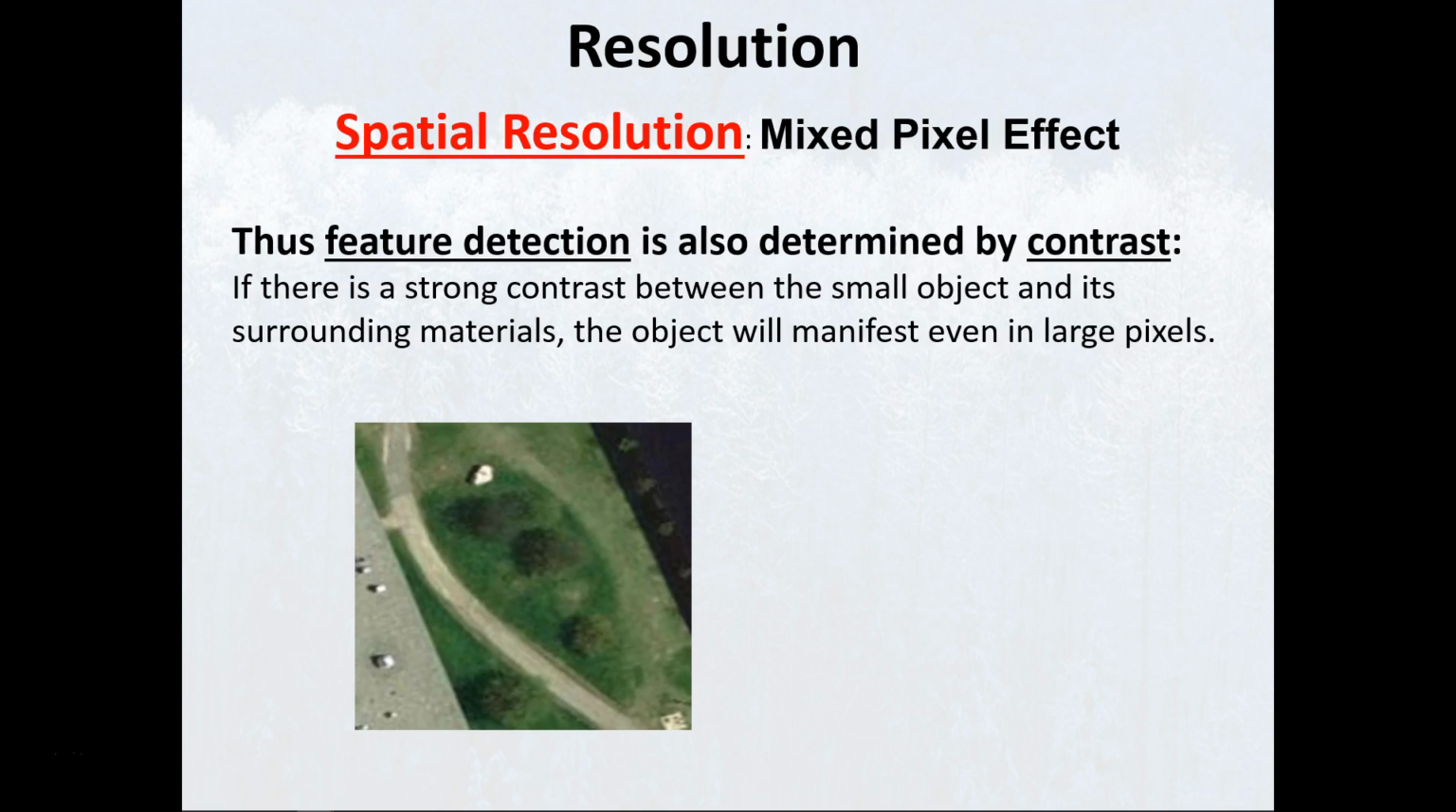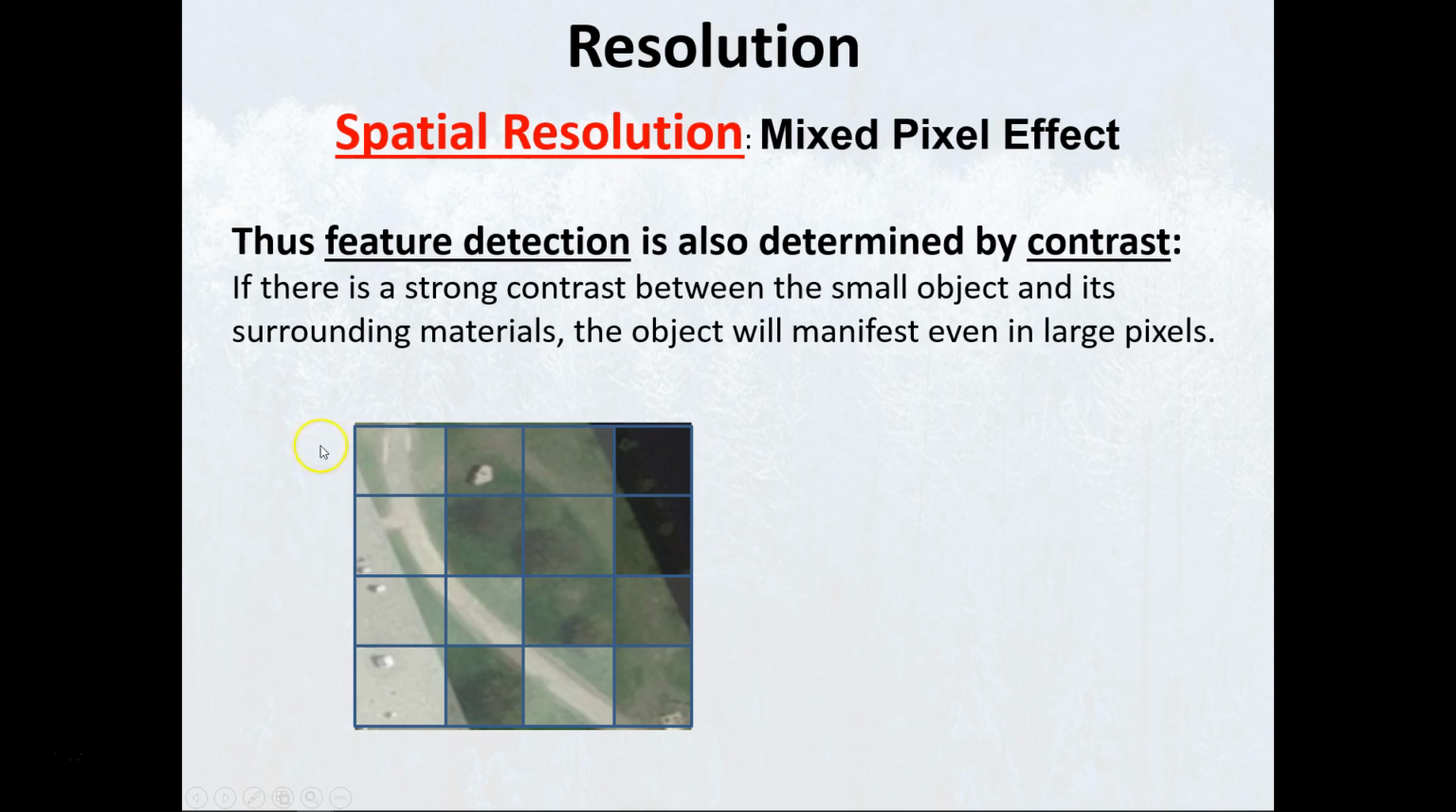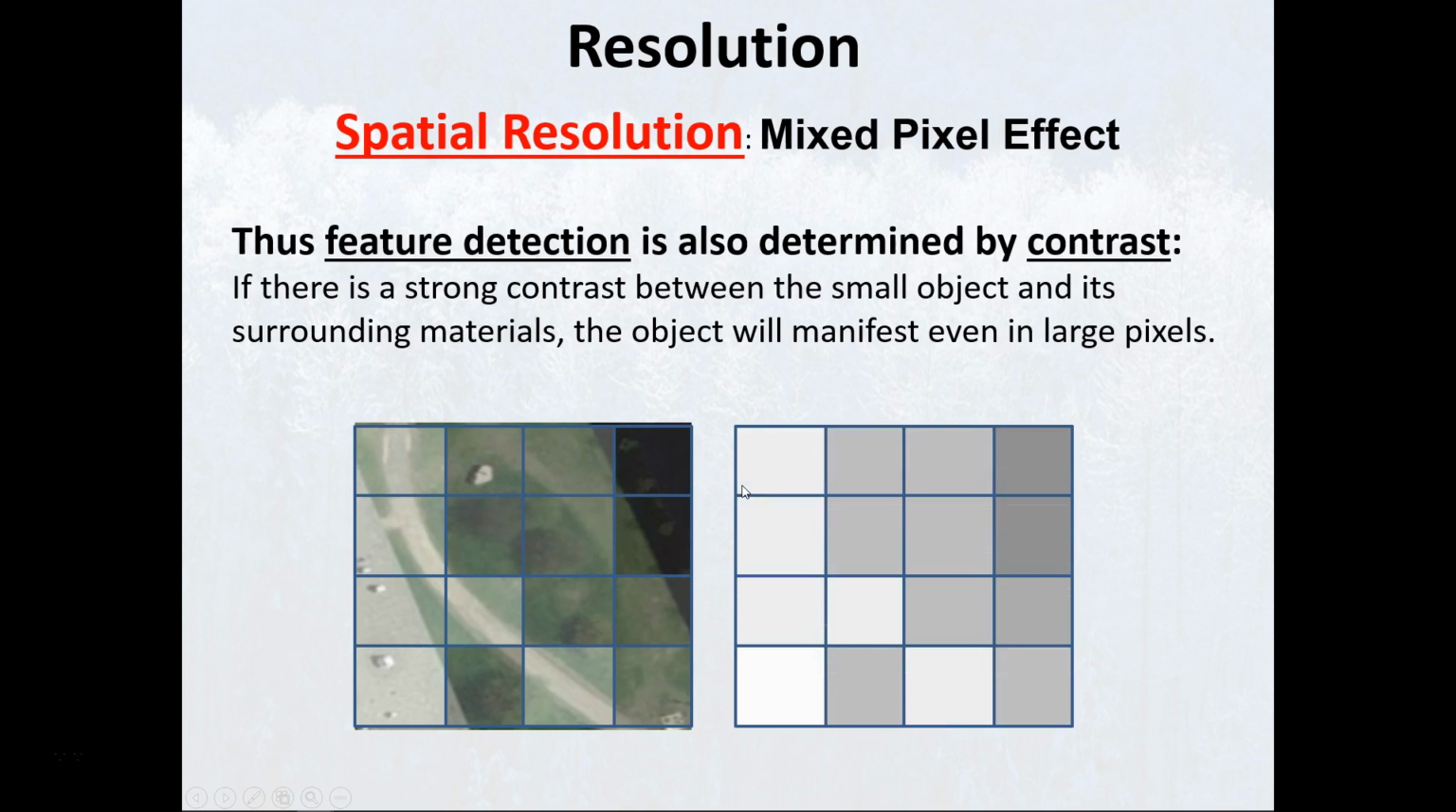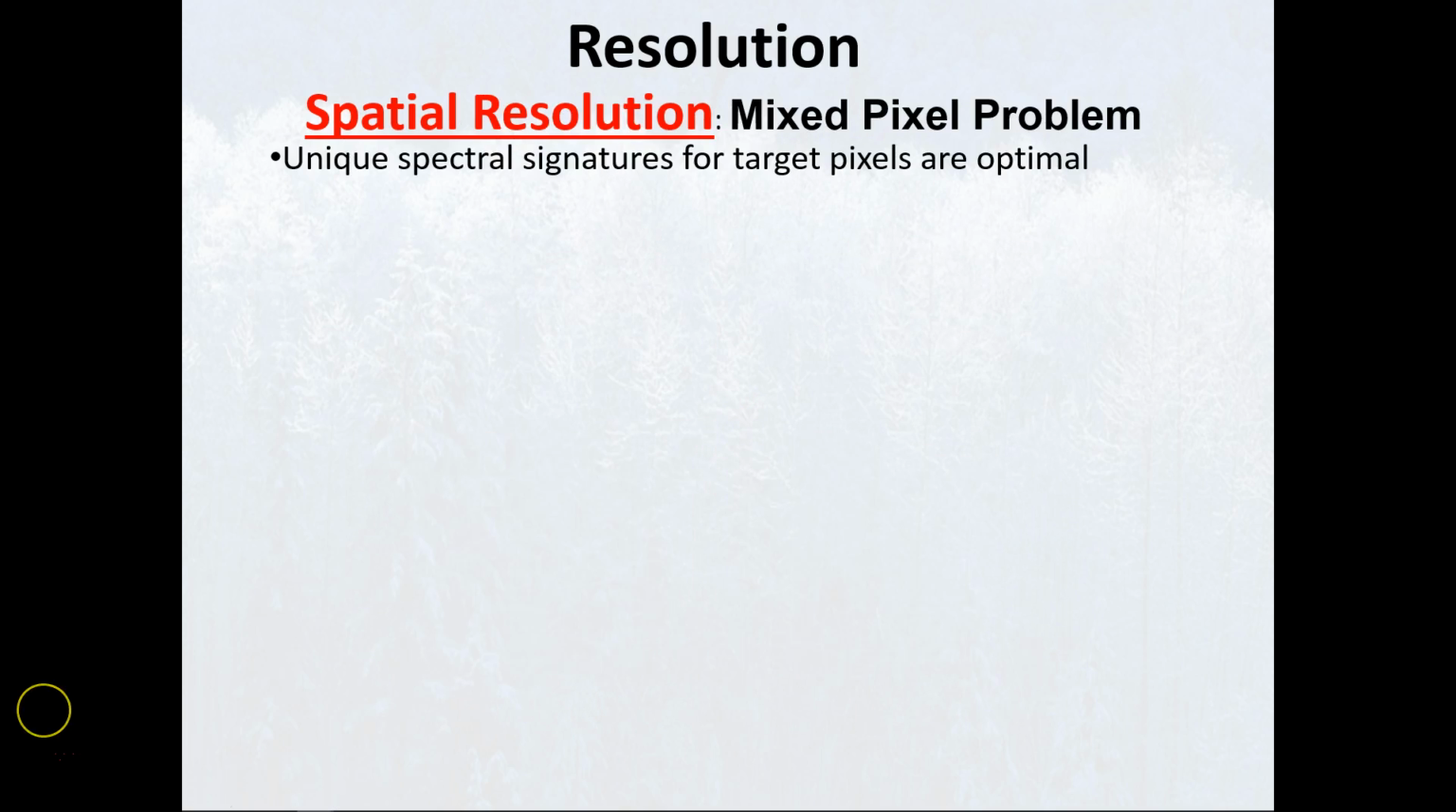Land cover classification is also largely a function of contrast. So if there's a strong contrast between an object and its surroundings, that object will manifest even in large pixels. For example, if you look at this image here and our pixels, you've got strong contrast between these roads and the vegetation and then these darker shadow areas, which will then manifest when we classify those pixels. In an ideal world, you would have unique spectral signatures for all of your target pixels or target features that you're trying to classify.